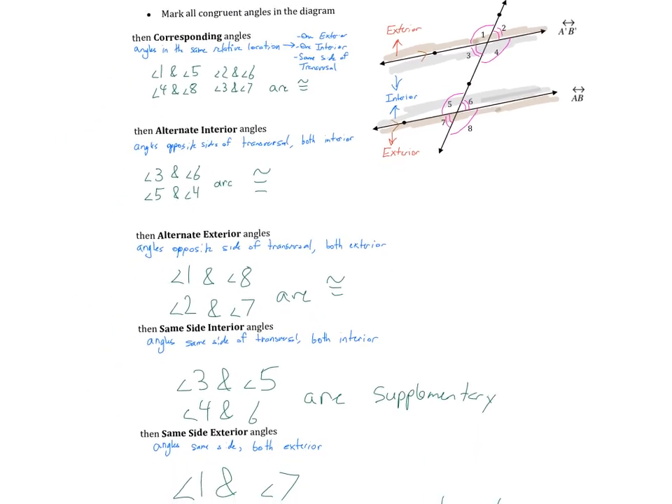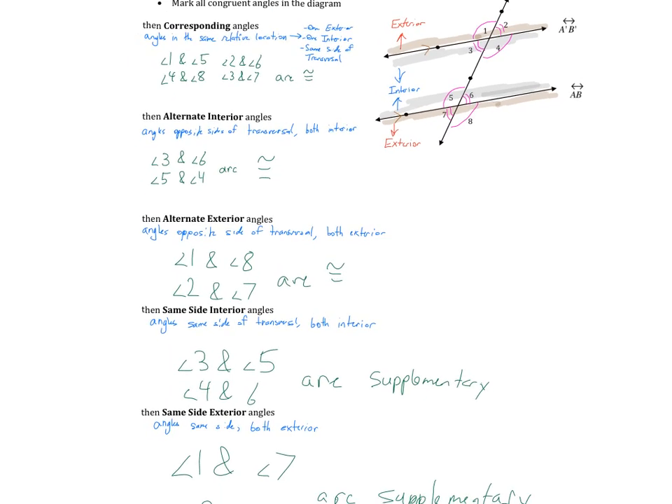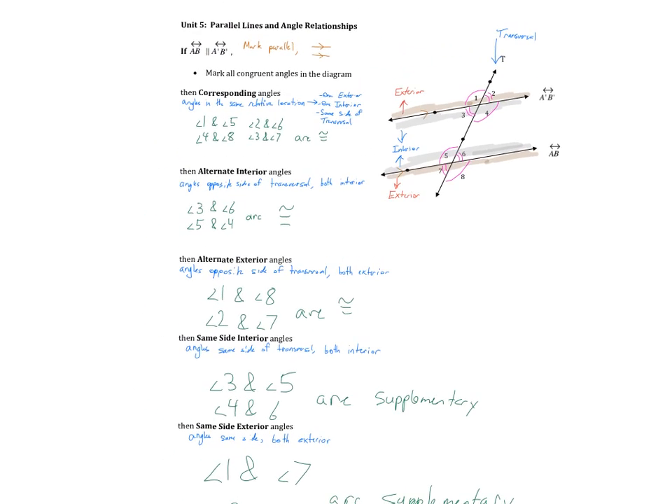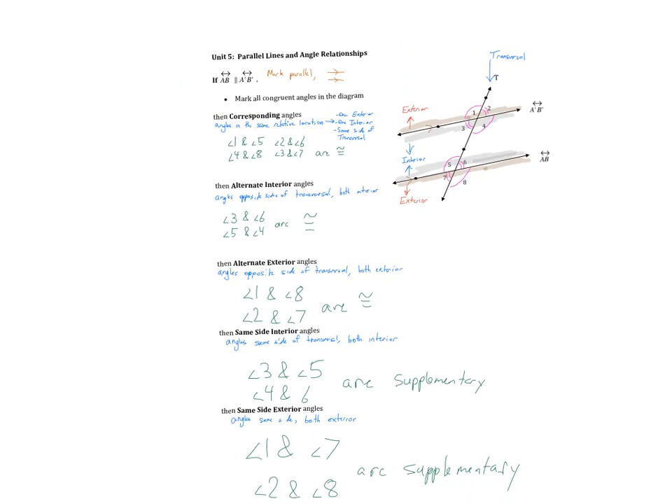Then we get to alternate exterior angles. So these are angles that are on the opposite side of the transversal, and they're both exterior. So 1 and 8, 7 and 2, and those are also congruent. Now, at this point, we get to angles that are same side interior and same side exterior. So these are angles on the same side of the transversal, both interior.